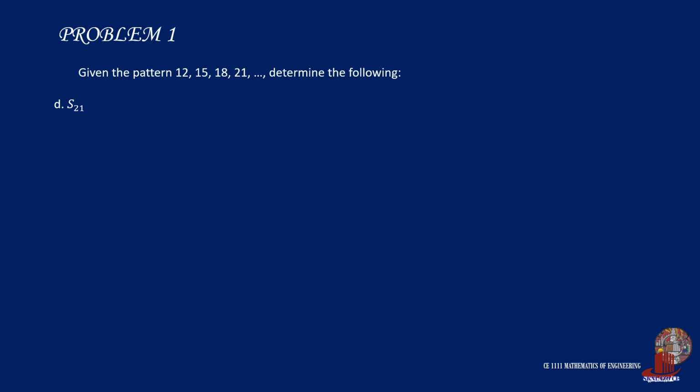For s sub 21, n is taken as 21, making s sub 21 as 21 over 2 times twice of 12 plus thrice of 21 minus 1. This is simplified as 21 halves times 24 plus 3 times 20, which gives 882.